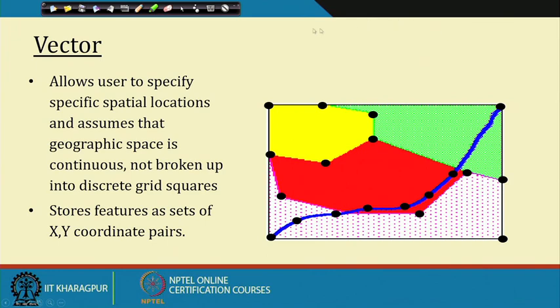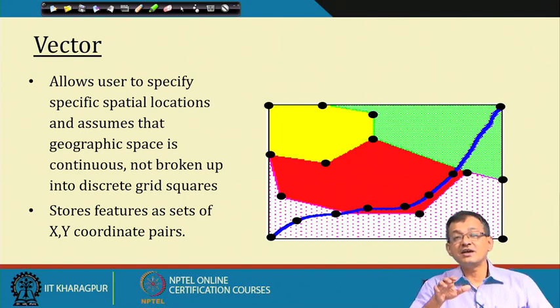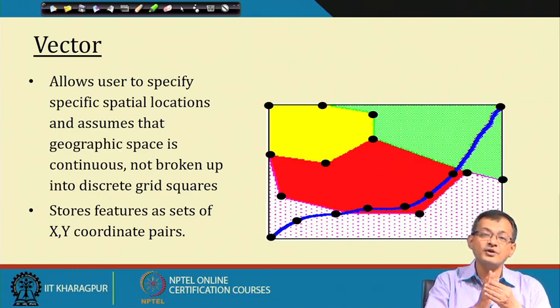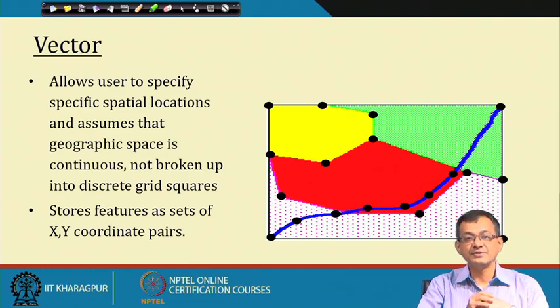So, it allows the user to specify spatial location and assumes that geographic space is continuous, not broken up into discrete grid squares, right? It stores a feature as a set of xy coordinates. In a polygon, there is a series of xy, where the starting xy and the ending xy are the same, right? In a polyline, it is again a series of xy points. If a point, only one xy point. So, it is argued that in a vector representation, if we can represent point, polygon and polyline, we can represent any object.